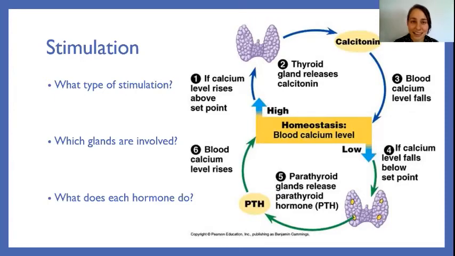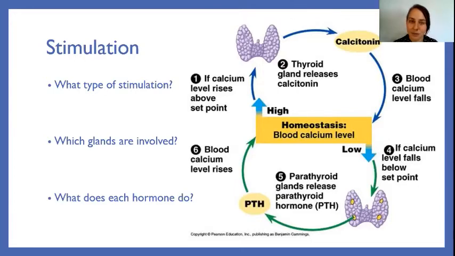Hopefully you guessed that it was humoral. This is going to be a gland monitoring a nutrient level in the blood. It monitored that and saw that the calcium levels had risen too high or too low, and it responded with the release of a hormone to bring it back to homeostasis.